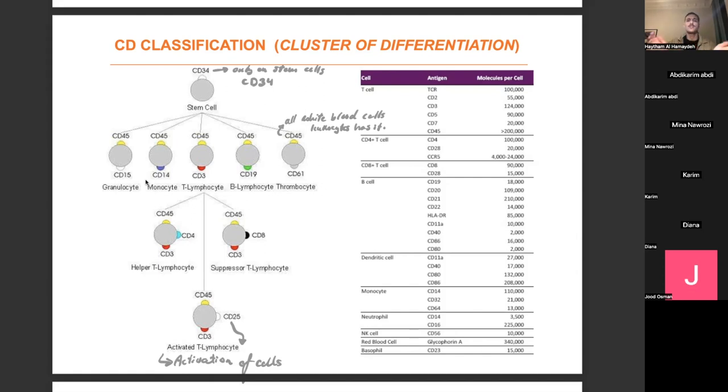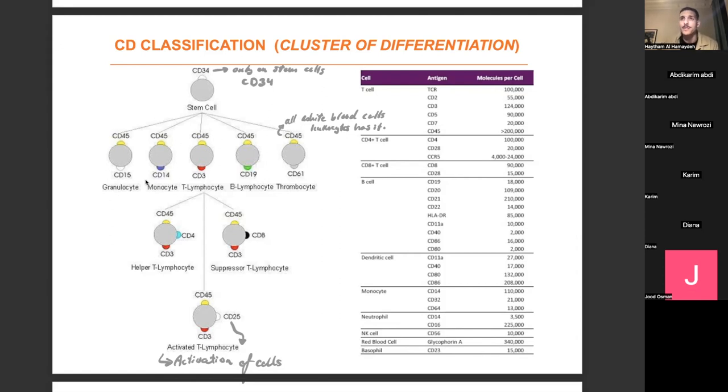Now, leukocytes, they're different. Granulocytes. What does a granulocyte have on its surface? CD15. Monocyte, CD14. T lymphocyte, CD3. B lymphocyte, CD19. Thrombocyte, CD61. These things we have to memorize. What do all of them have in common as well? CD45. Now, the next question you may be thinking: do all of those cells have the CD34, which was on the stem cell?